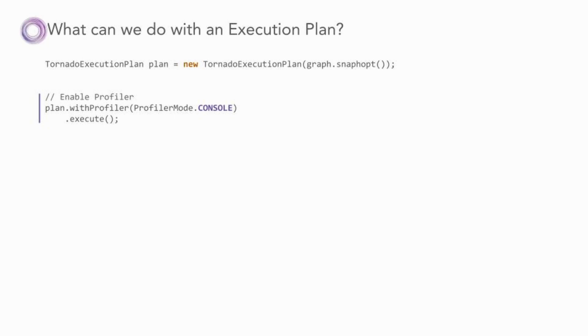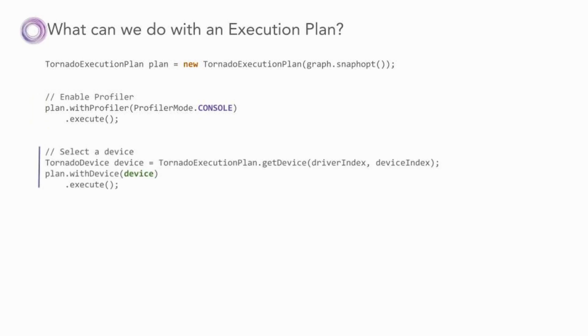Second thing that we can use is to select a device, to change a device. The execution plan gives you a very easy API to query and change devices. It's a factory method called getDevice, and there are two values to pass here: the driver index and the device index.